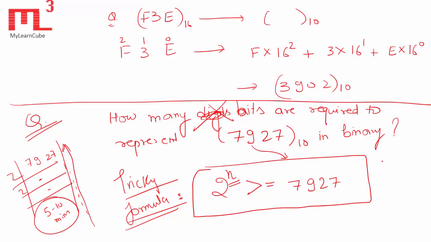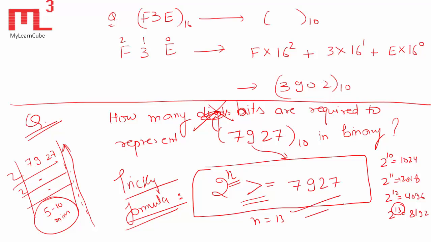So in that case we know that 2 raised to power 10 is 1024, 2 raised to power 11 is 2048, 2 raised to power 12 is 4096, and 2 raised to power 13, just multiply this, I think it will give 8192. So the least value of n which satisfies this equation is 13. So the answer is 13. Done. No need to solve this long division method. It will take a lot of time.